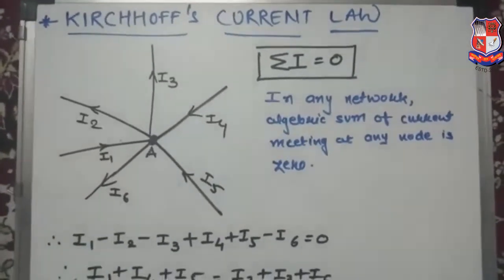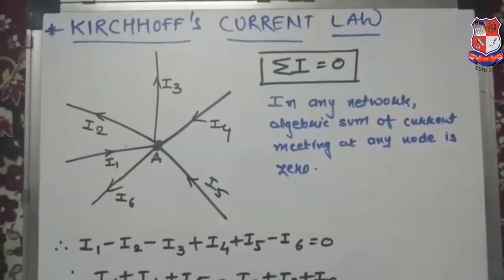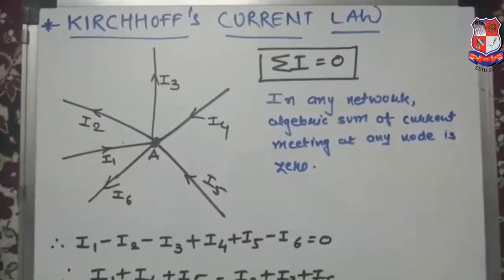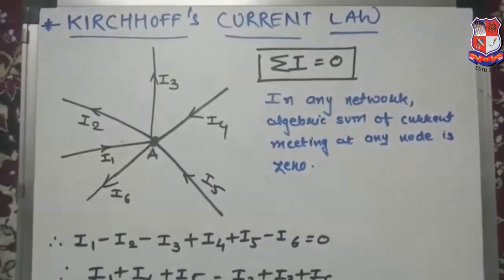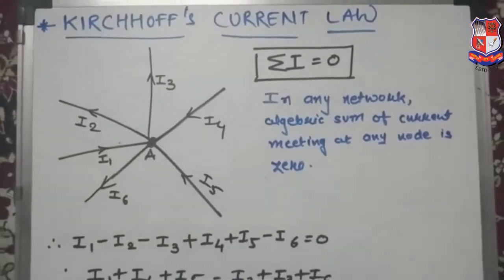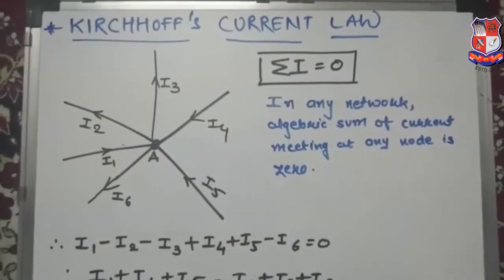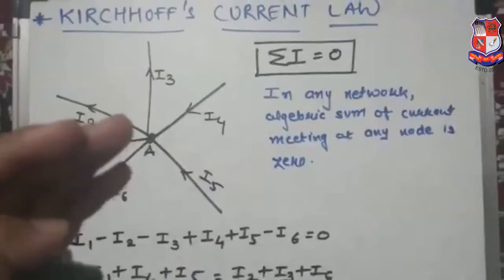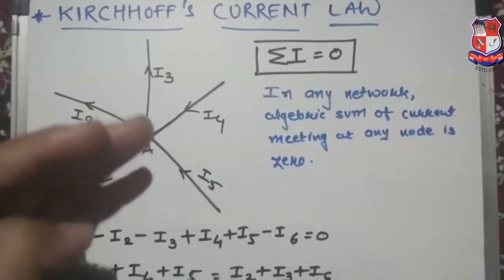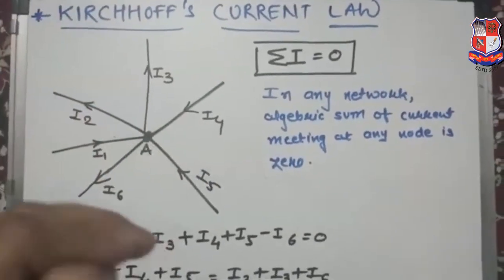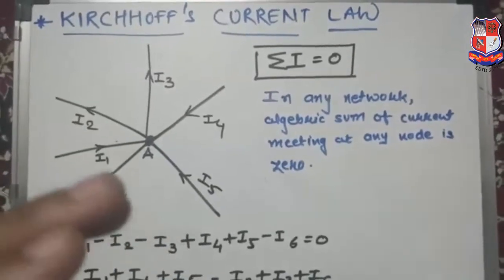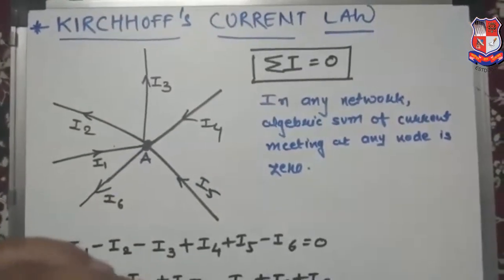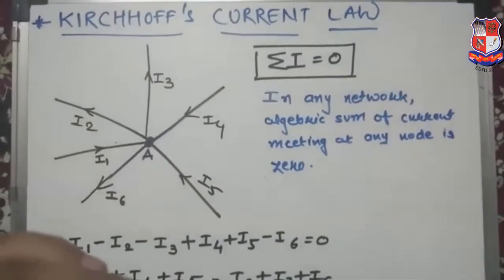So if a network is simple, then you can easily solve it by using Ohm's law. But if a network is complicated, meaning a network having more active elements and more passive elements, at that time the solution becomes difficult by using Ohm's law. So this difficulty can be overcome by using Kirchhoff's laws.